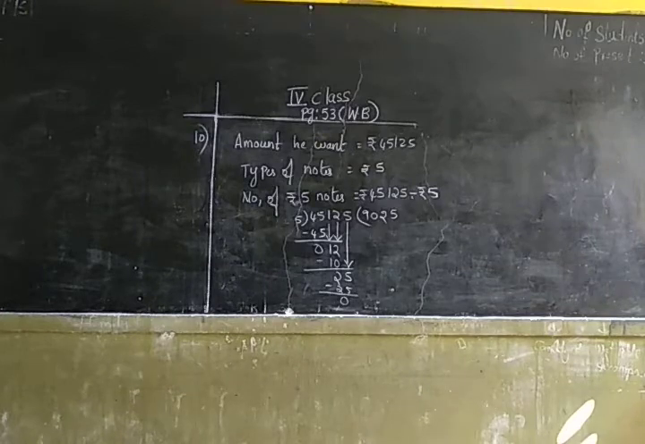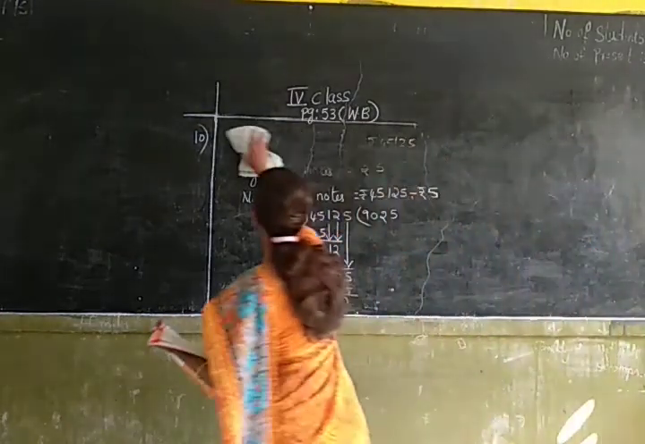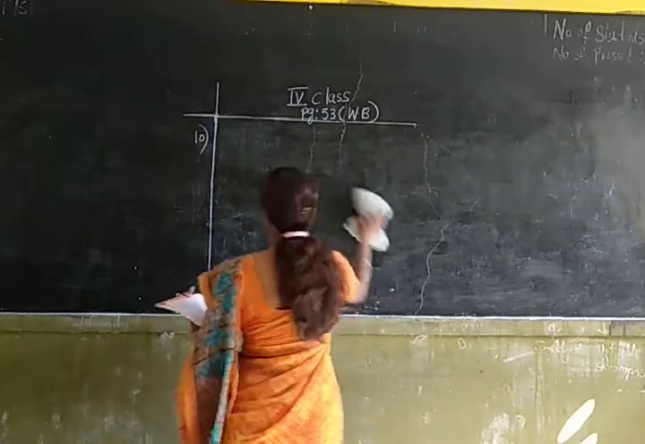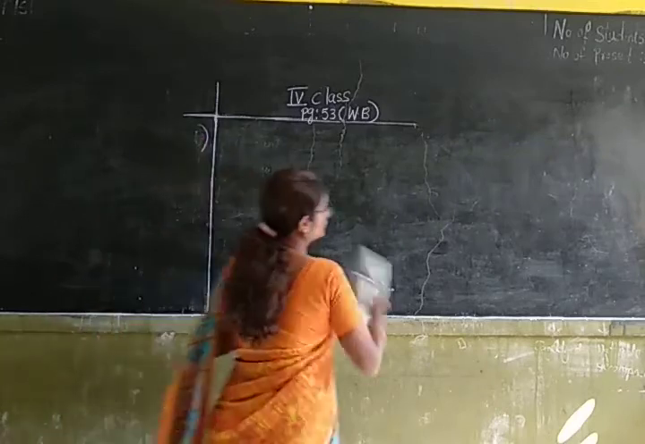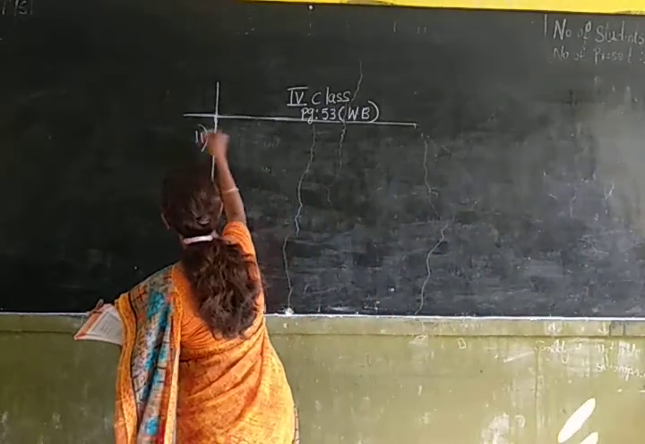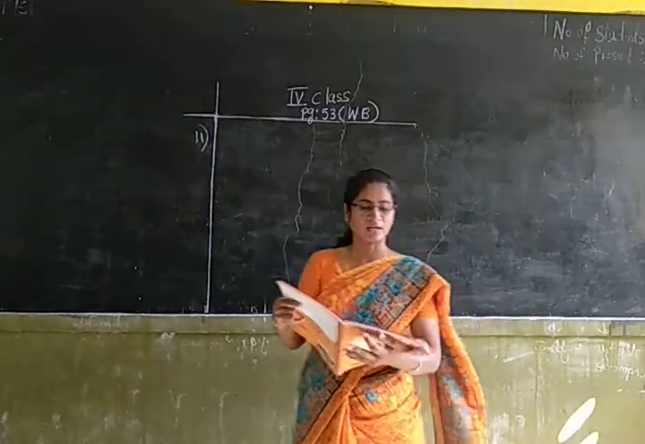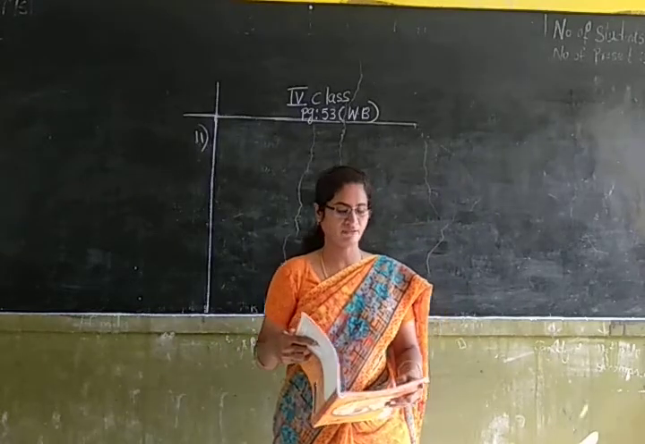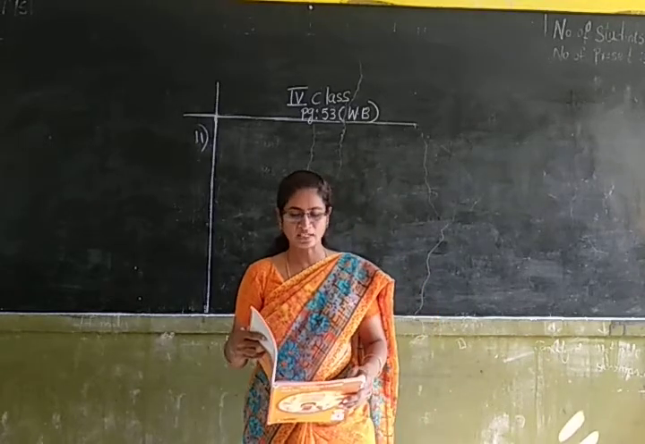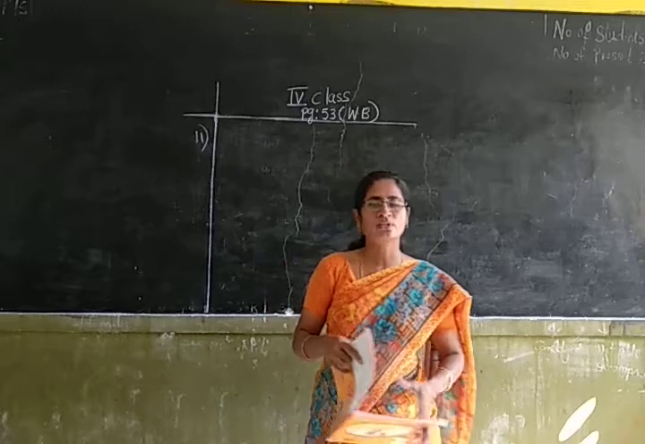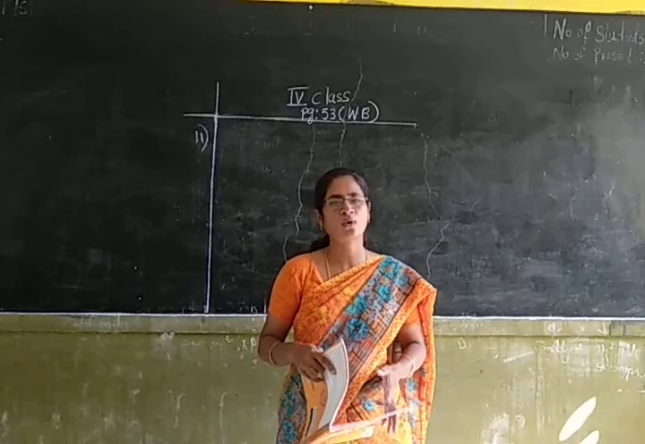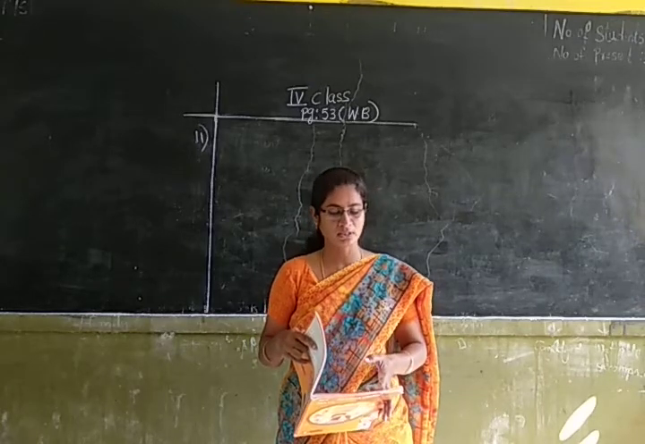Now let us do the 11th sum. Now I am reading the 11th question. There are 39,375 pencils. How many pencil boxes will you need if you put 35 pencils in each box? If you want to put 35 pencils in each box, how many boxes do you need? Here you have to find out how many boxes are required to keep 35 pencils in each box.